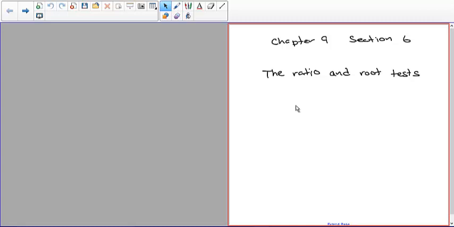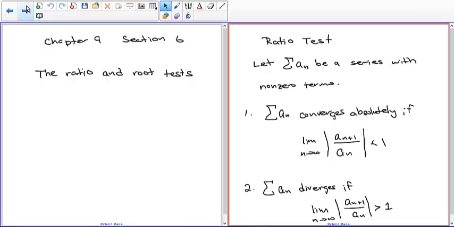Whereas if it's greater than 1, then it goes to infinity. But anyway, we'll talk about the root test in a second. So the ratio test here. The ratio test says let a sub n be a series with non-zero terms. A sub n converges absolutely if the limit as n goes to infinity of the absolute value of a sub n over a sub n plus 1 is less than 1.